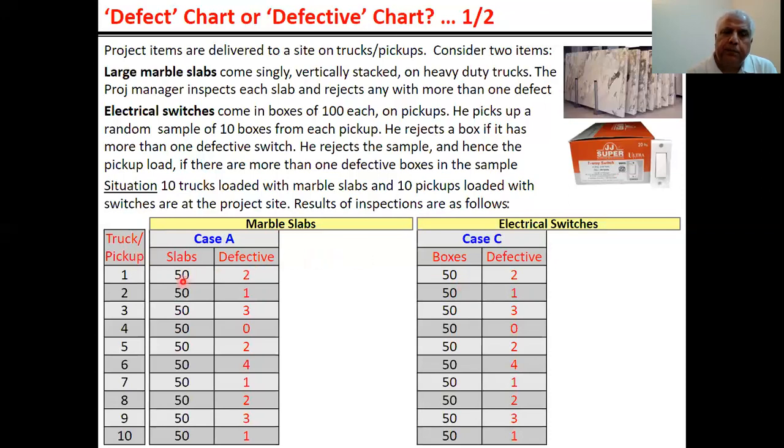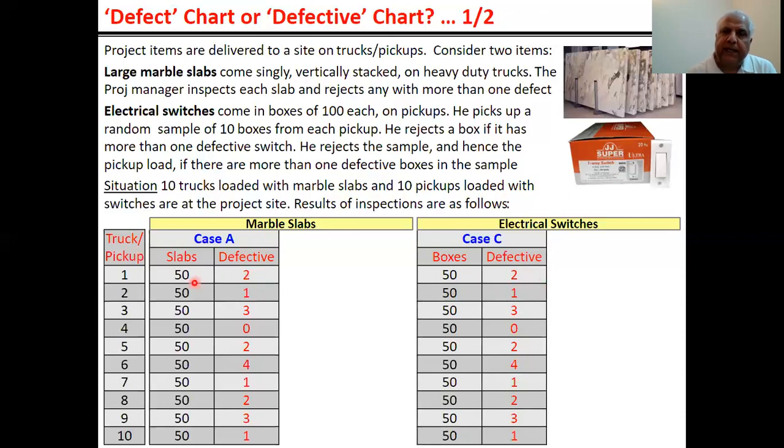And let's say when the project manager inspects the first truck, he finds 2 marble slabs defective. In the second truck, 1 marble slab defective, and so on and so forth. When he picks up 10 boxes out of 50 from each pickup, he finds 2 boxes defective, 1 box defective, 3 boxes defective, and so on and so forth. I'm deliberately keeping the data identical to make a point subsequently.